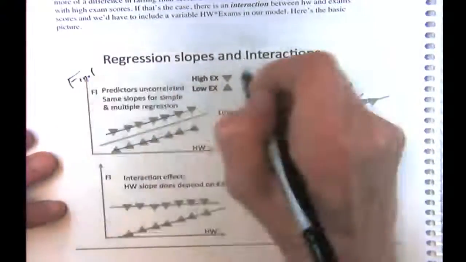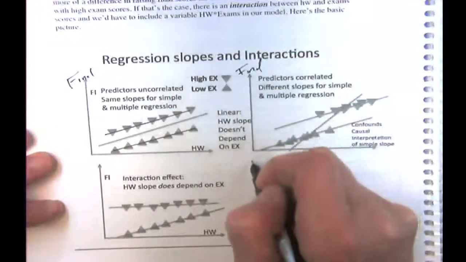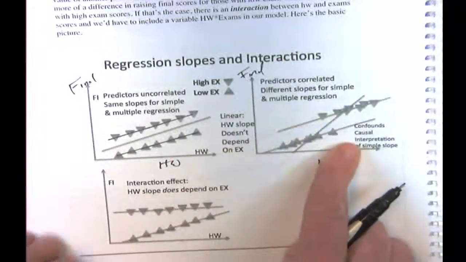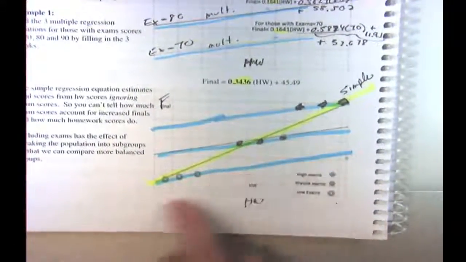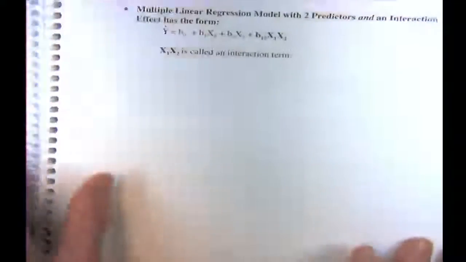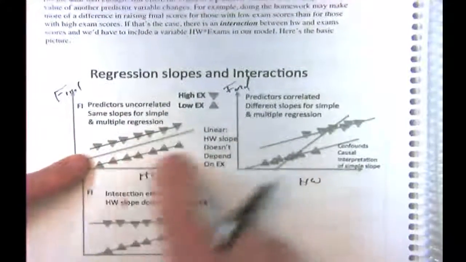All right, so this is final, and this is homework. And in both these cases, there's no interaction. We are in this situation: no interaction. And here are your parallel lines. The picture on the top right is this, where we have correlation between your homework and your exams, between the two x variables. If we didn't, it would just look like this.